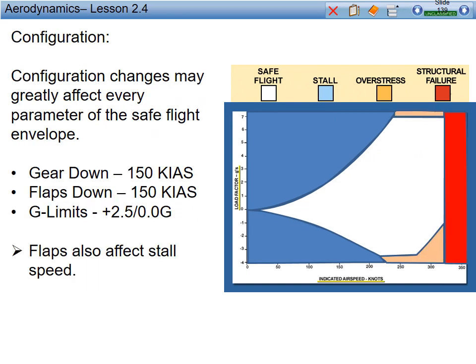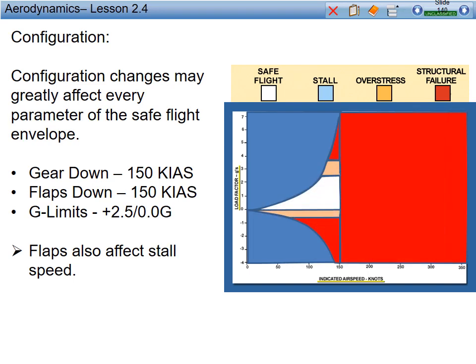Configuration. Configuration changes may greatly affect every parameter of the safe flight envelope. Gear down decreases your VNE to 150 knots, and decreases your limit loads to positive 2.5 and 0. Flaps extension will also cause the stall speeds or accelerated stall lines to change.